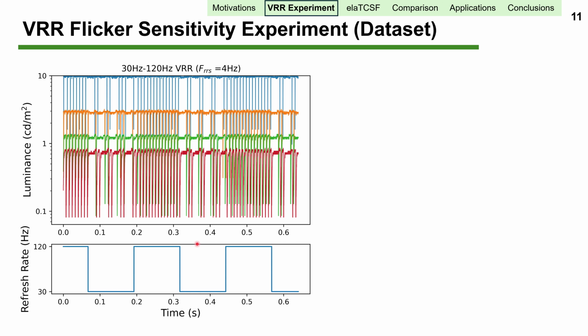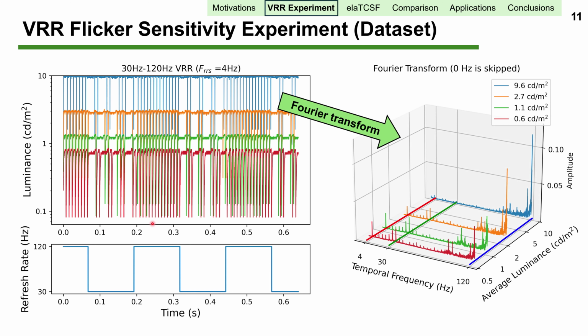Display luminance shows distinct waveforms under different refresh rates, with the vertical lines marking wavelengths. The right figure here shows the Fourier transform results with the temporal frequency on the x-axis and the amplitude on the y-axis. All 4 signals exhibit a low frequency peak corresponding to the frequency of refresh rate switch, with peak amplitude denoted as delta L. So the contrast of VRR flicker is defined as delta L divided by the average luminance, and the VRR flicker frequency is defined as the frequency of this peak.